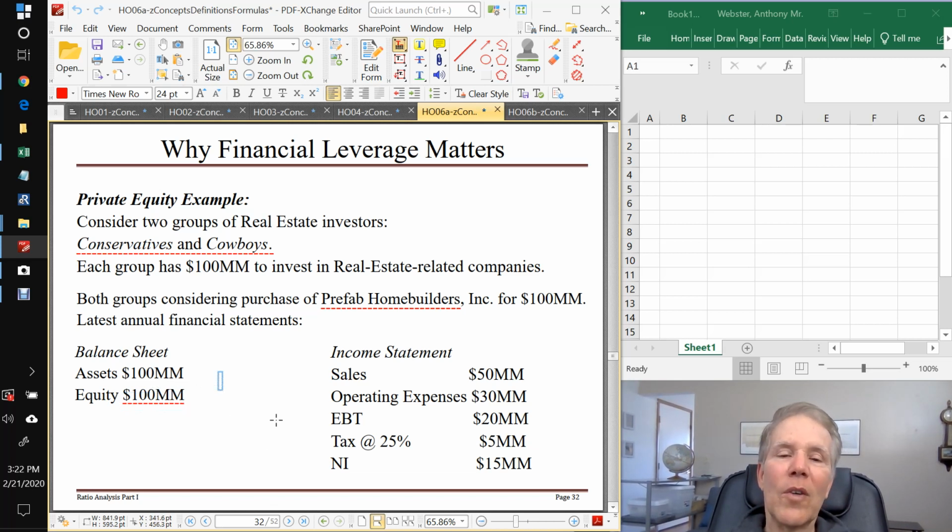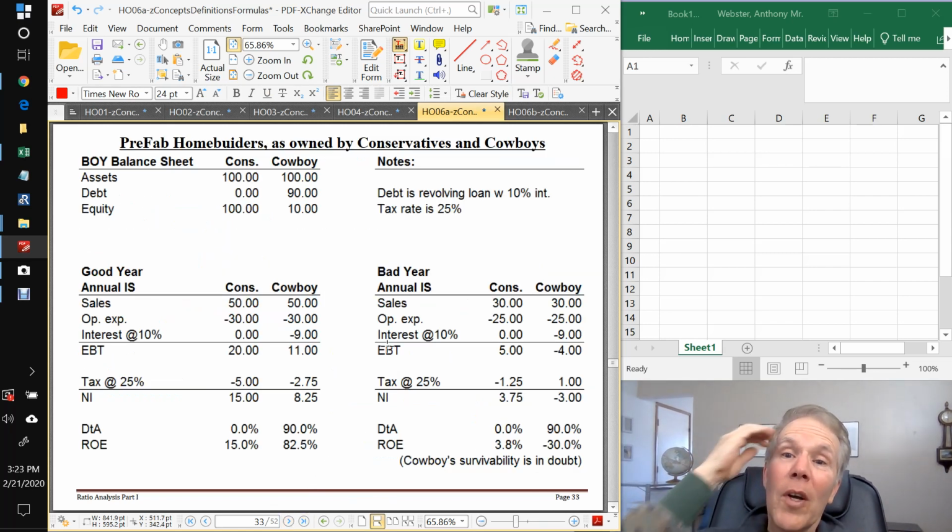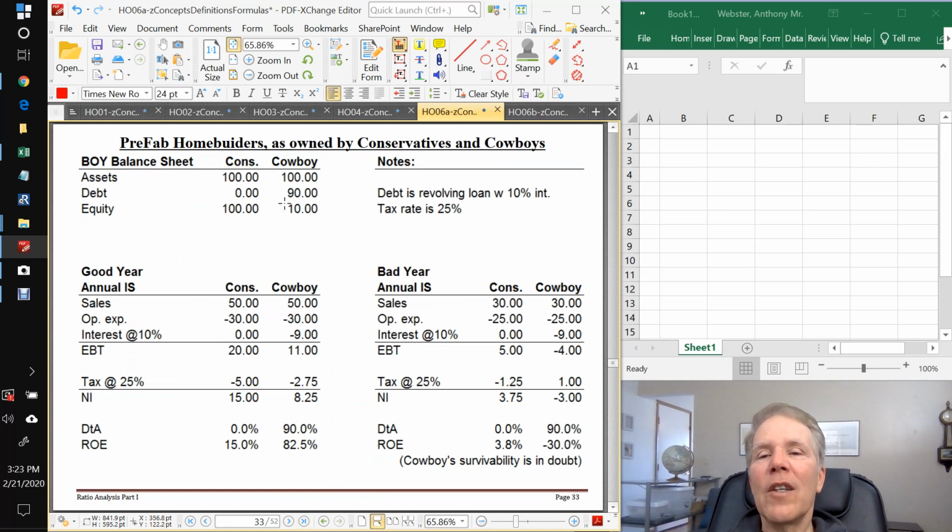So they just bought the whole firm, and the income statement looked like this with net income of 15 million, and that was in a good year, and things proceeded that way for a while after they bought it. The Cowboys bought this firm in a different way, okay?